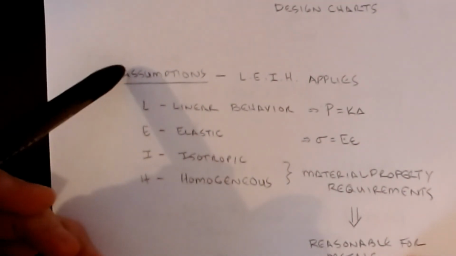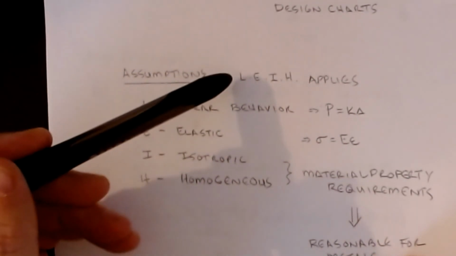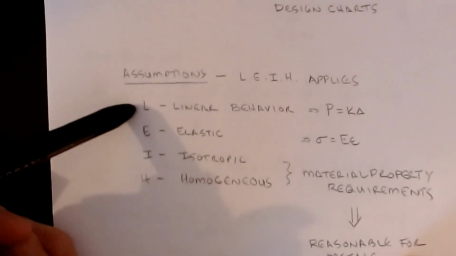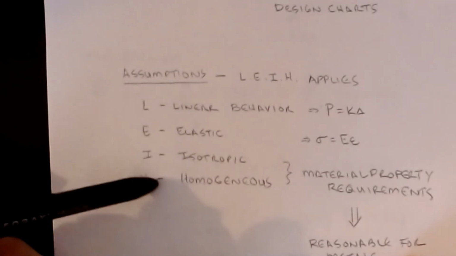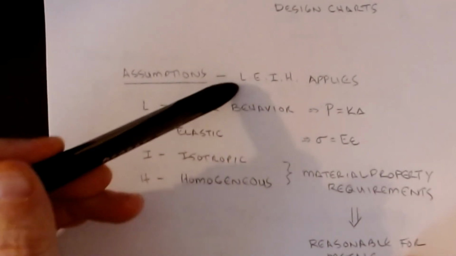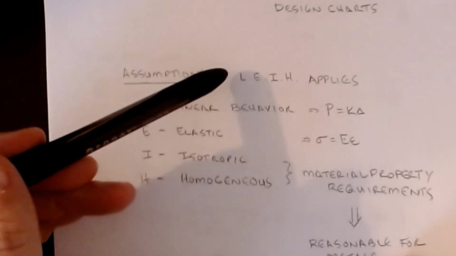The first thing, and this is one that we've talked about throughout the series, is this assumption of LEIH, which is what we call our mantra for structural engineering. It is an acronym for 4 properties that have to be maintained. We use this to allow for small displacement theory, in which the sine of theta is approximately equal to theta.